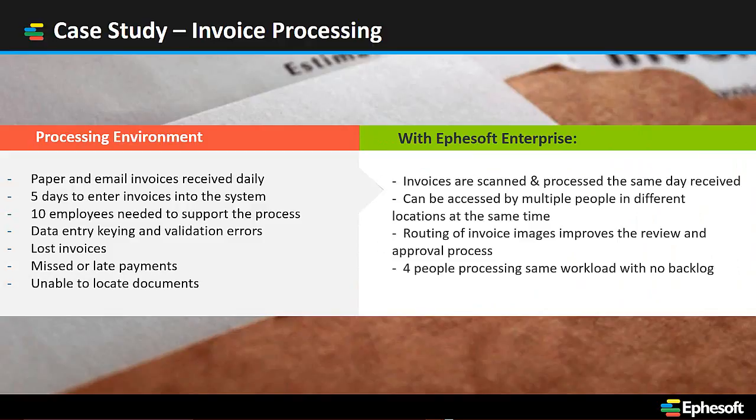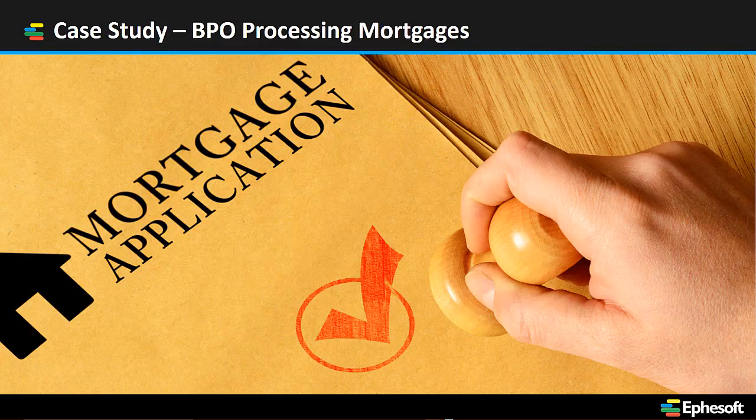After implementing the Ephesoft solution, the invoices are now scanned and processed on the very same day they're received. They can be accessed by multiple people in different locations at any time of the day. And now they're routing these invoice images for approval and review much quicker than the manual process of moving paper around. And they've reduced their headcount to 4 people processing the same workload with no backlog. This is typical of most of our invoice processing document imaging implementations.